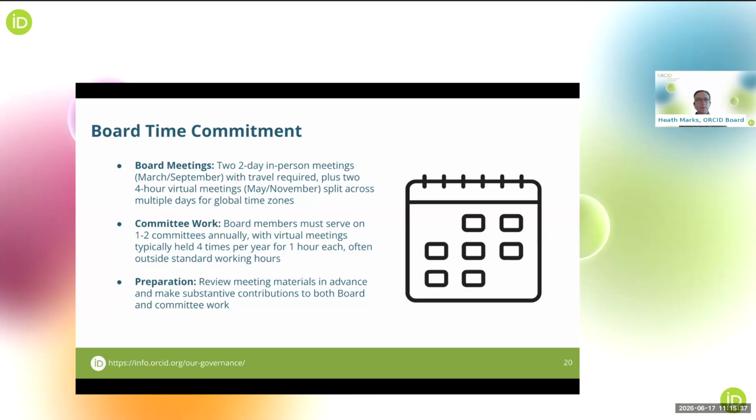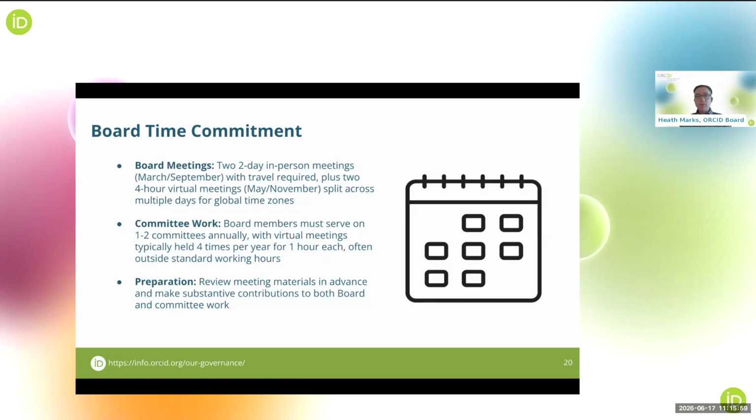As I mentioned before, there are committees on the board, and the board members must serve on 1 to 2 committees annually. And these are virtual meetings, typically held 4 times a year. They're 1-hour meetings, and once again, often outside standard working hours. So you may be on a meeting late at night or very early in the morning.